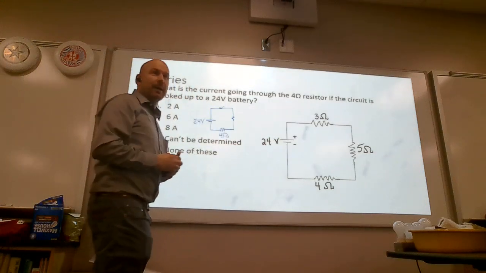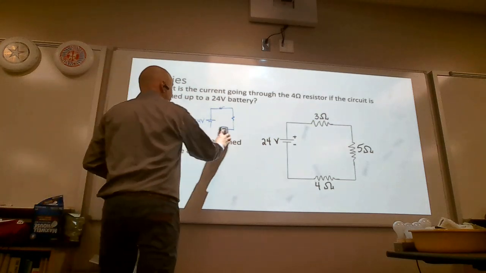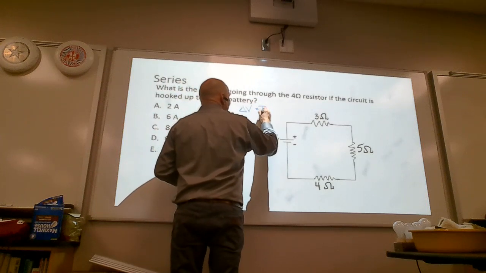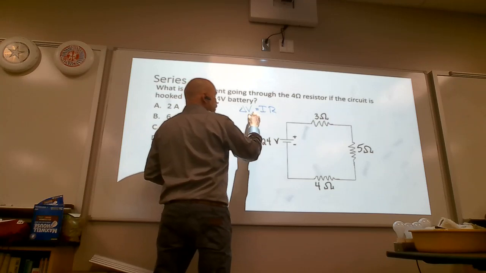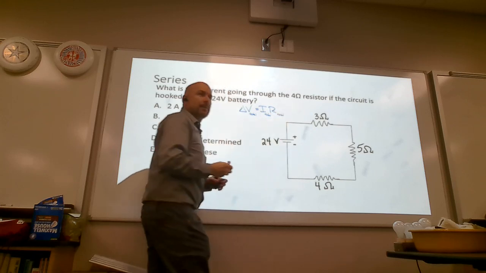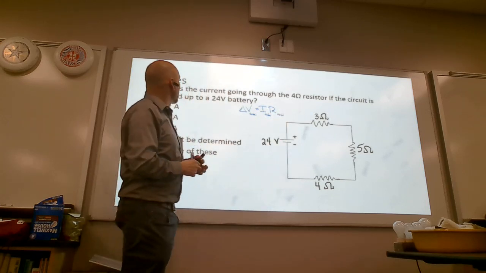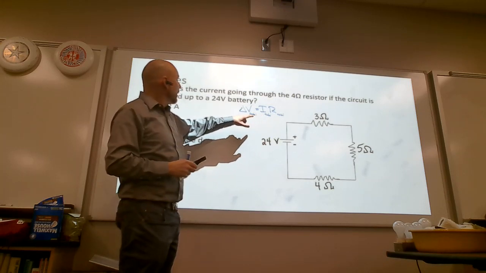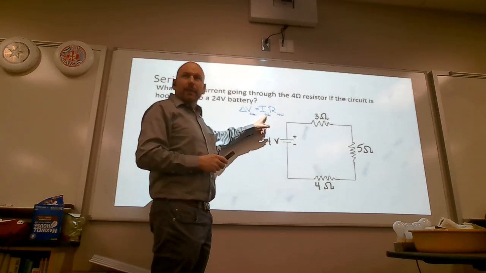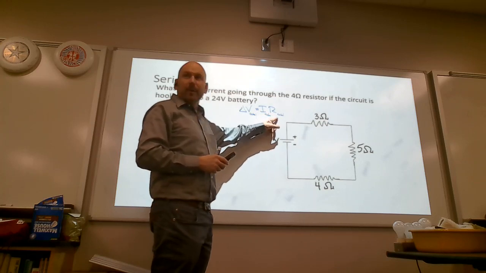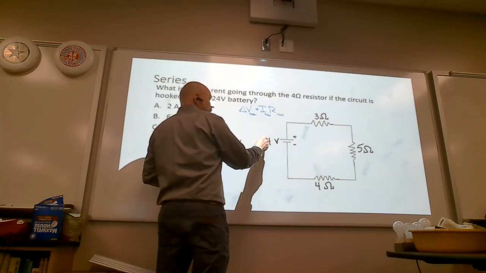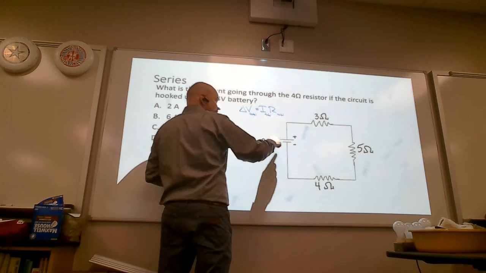Okay, so catch this. When you use Ohm's law, all your measurements need to be consistent. If I'm trying to find my total current, I need to find my total resistance. The voltage across the battery is the total.